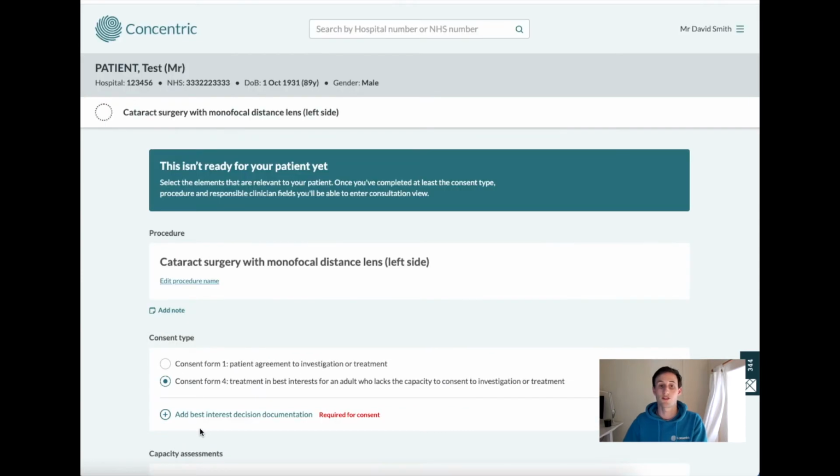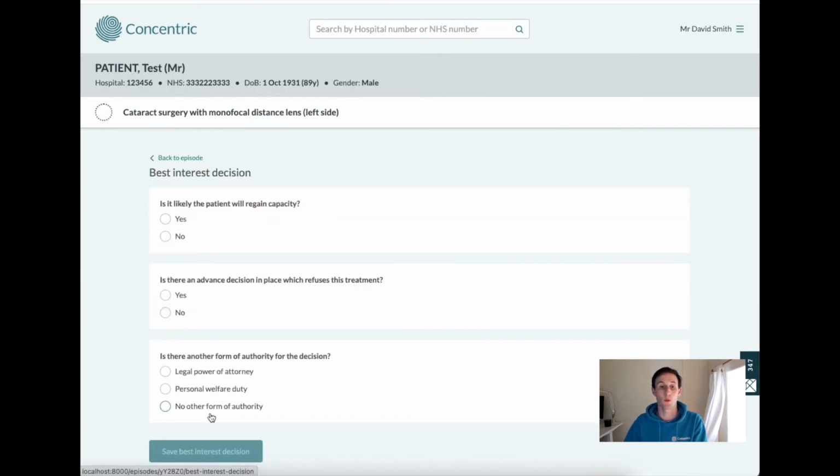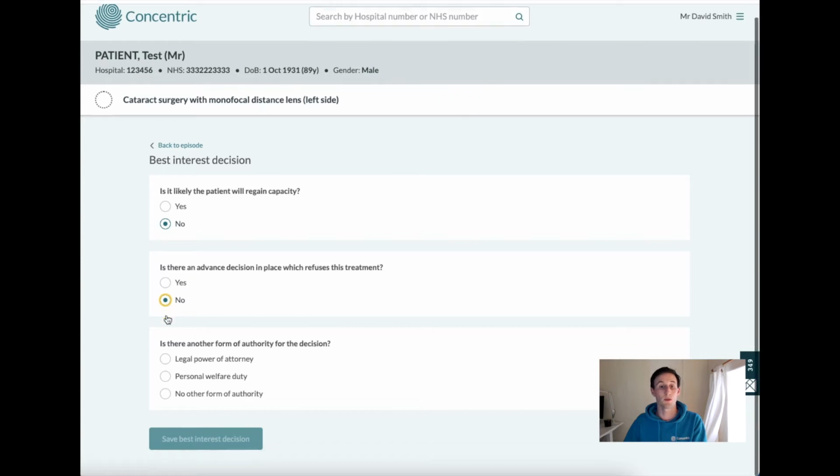Next, best interest decision documentation assesses whether there is a reason for delaying or not undergoing treatment, such as an advance decision. Where there is such a reason, this will block consent being given inappropriately. Depending on whether there is another form of authority, such as a legal power of attorney, there is different logic in terms of what further documentation is needed, and in terms of the consent flow, which we'll see in a minute.